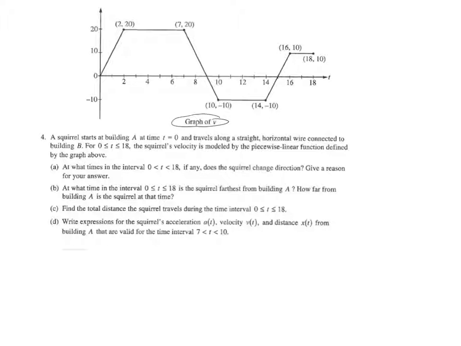Part B: at what time in the interval from 0 to 18 is the squirrel farthest from building A? Notice on this one we're looking at a closed interval. So when they're talking about when it is farthest from building A, you've got to look at the critical values within the interval, but you also have to check the endpoints. Keep that in mind. Remember at t equals 0, the squirrel is at building A, so that obviously is not when it's the furthest. You've got to calculate how far it is at the two endpoints, 0 and 18, as well as at the critical values, and you've just got to identify those critical values based on this graph.